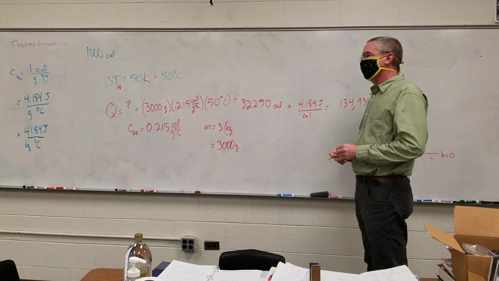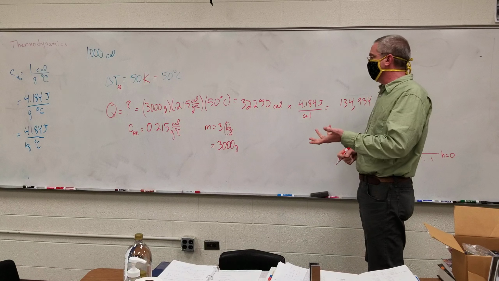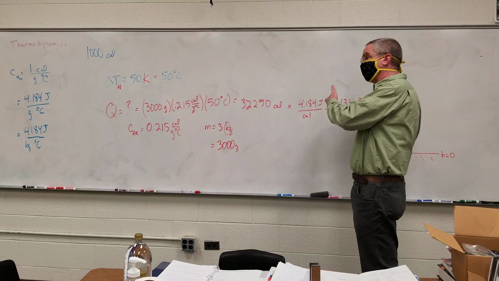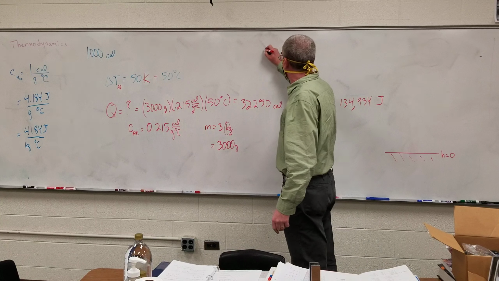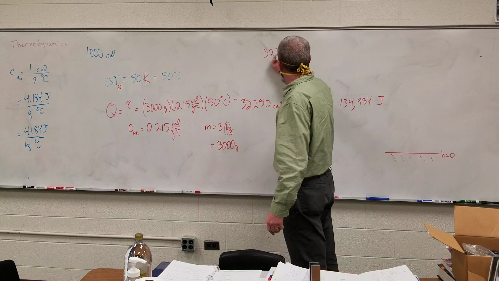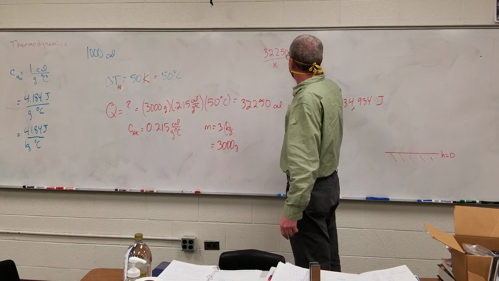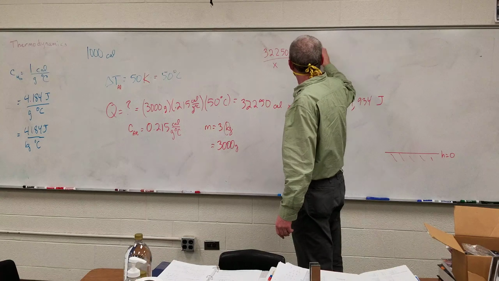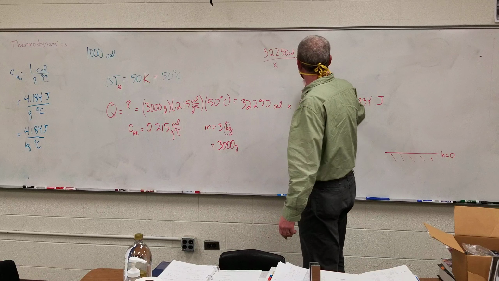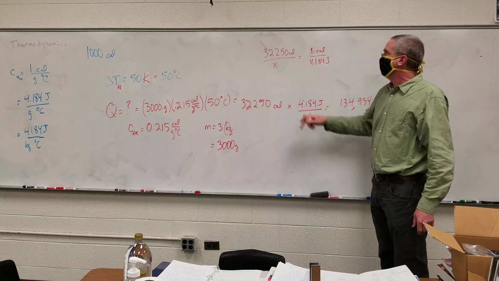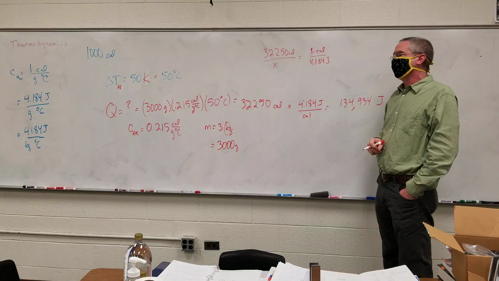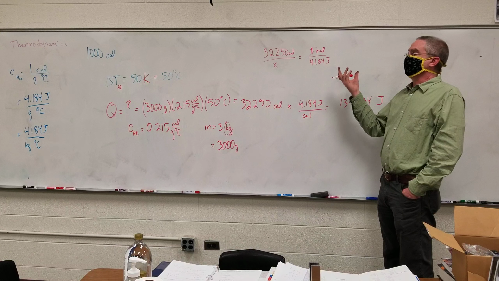Typically when I do unit conversions, I set it up like that. If you prefer, I can do 32,250 calories is to X as one calorie is to 4.184 joules. I can set it up that way and do cross multiplication, and you're still doing that times that. I don't know which one you prefer.